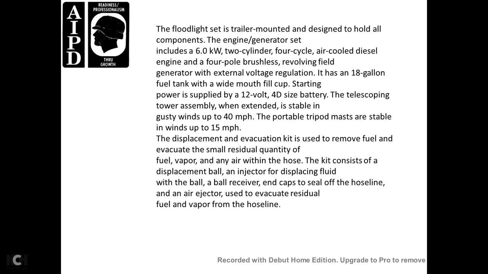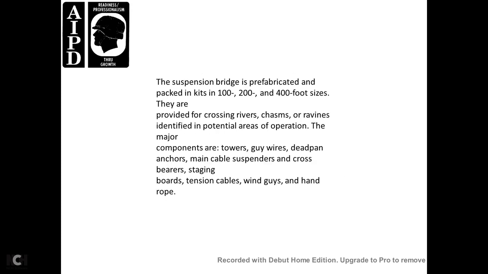The displacement evacuation system is used to remove the fuel and evacuate the small residual quantity of fuel vapor and any other air within the hose line. It consists of the displacement injector, displacing fluid or ball, with the ball receiver and end cap to seal off the hose line, and an air ejector used to evacuate residual fuel and vapor from the hose line.